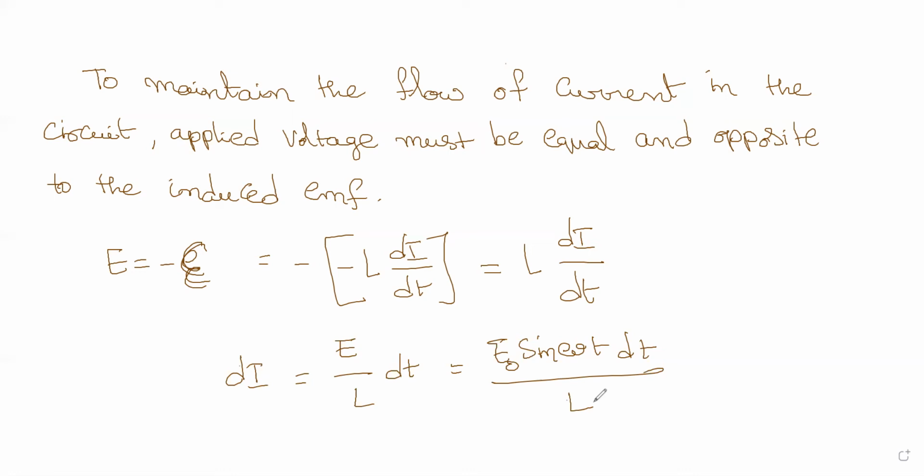So I have written this. Now the idea is to find the current. So the current di is equal to E naught by L sine omega t dt. Let's write it like this, sine omega t dt.